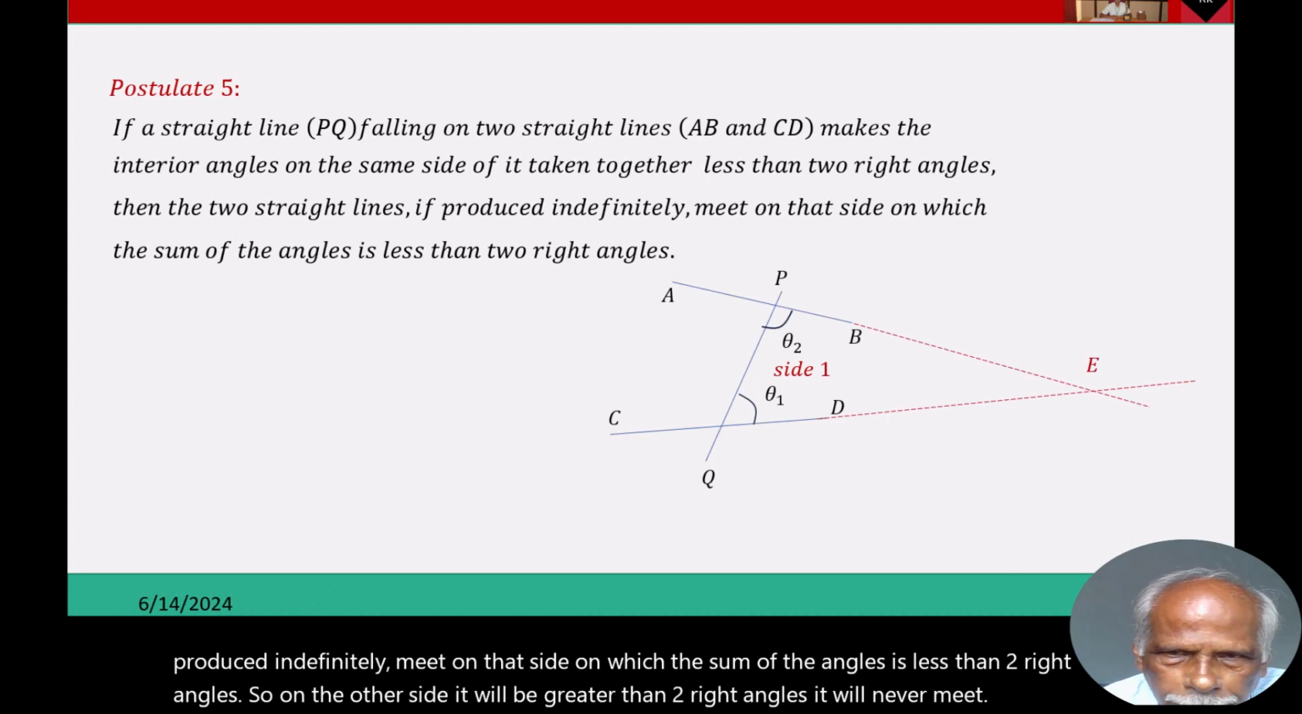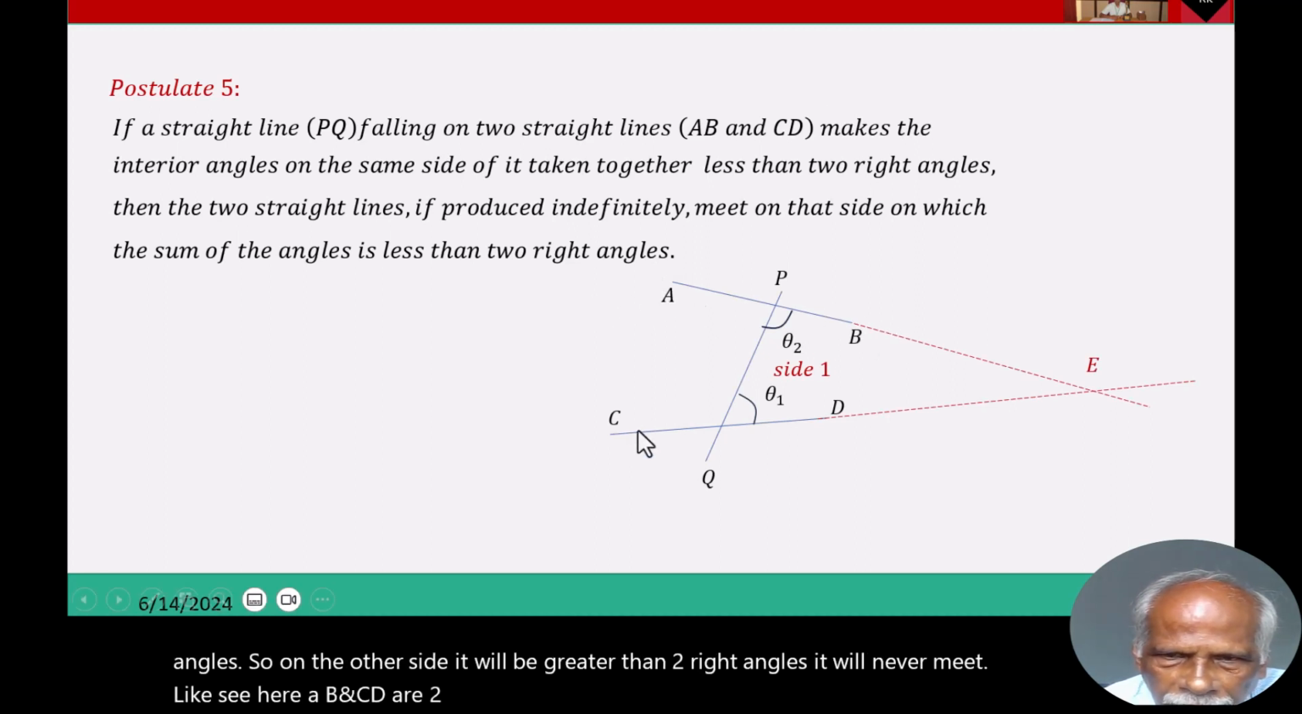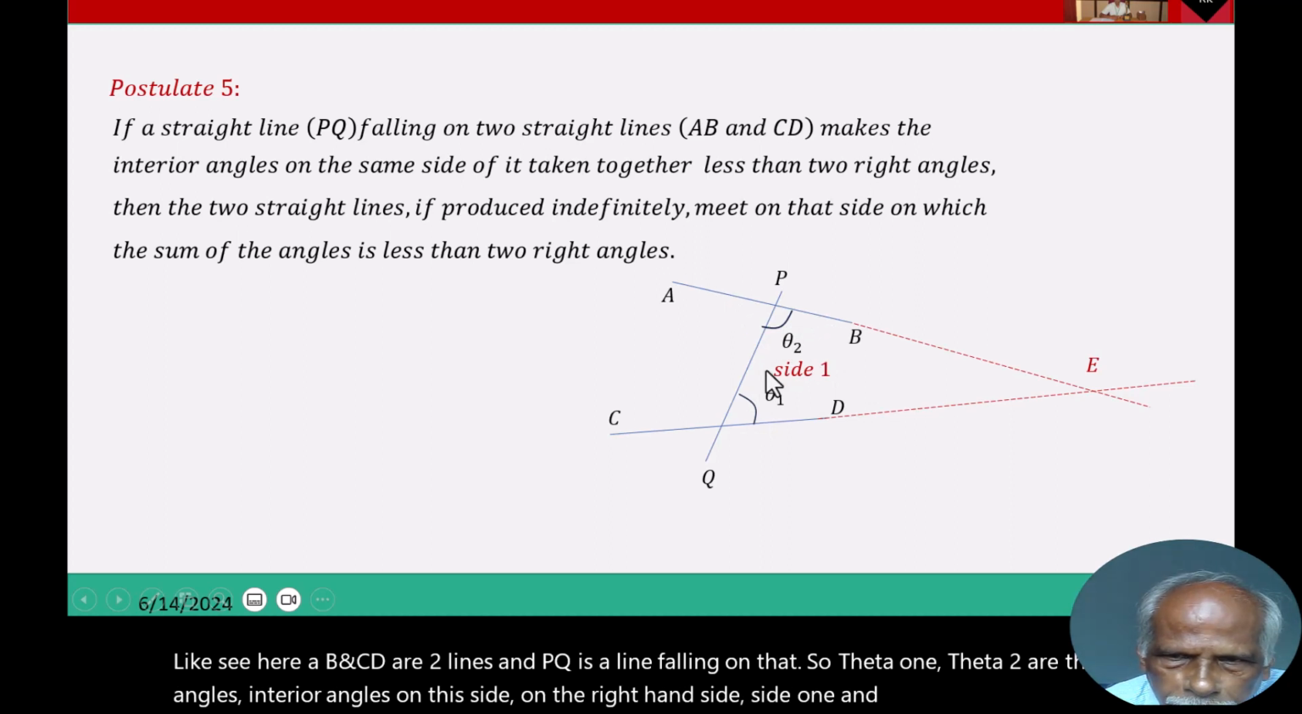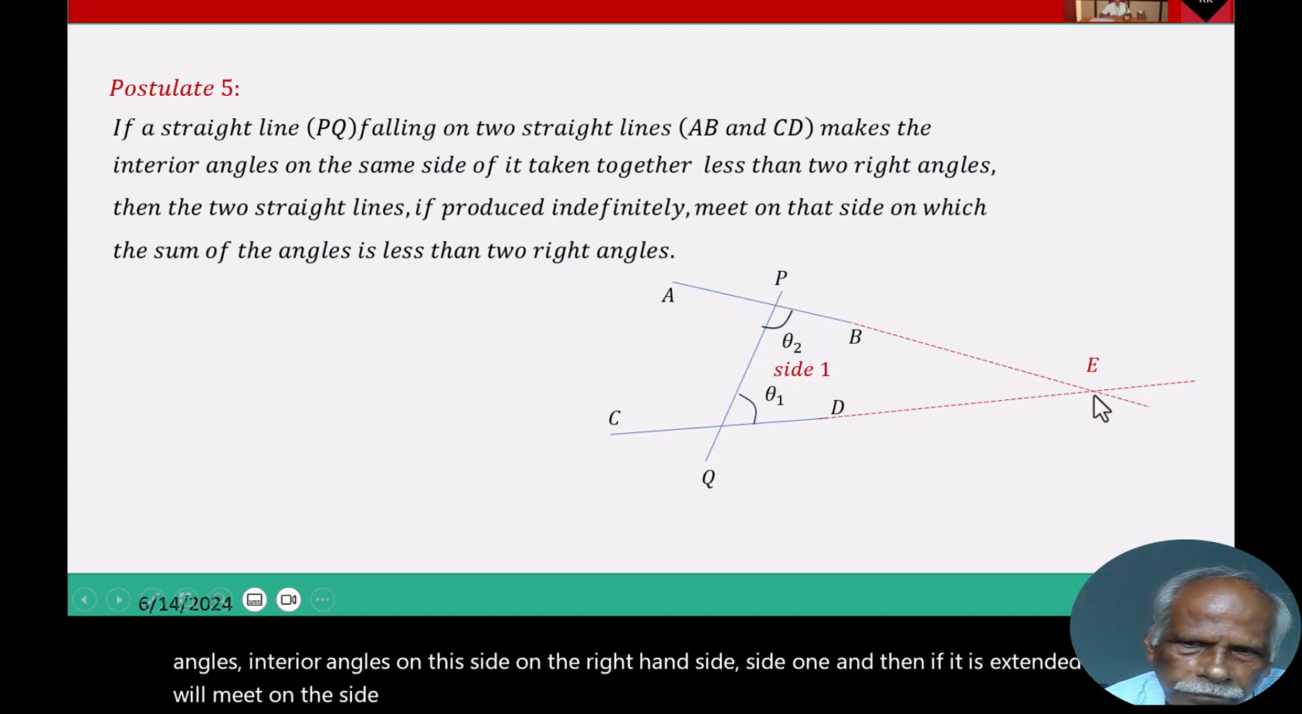Like see here, AB and CD are two lines and PQ is a line falling on that. So theta 1, theta 2 are the interior angles on this side, on the right hand side, side 1. And then if it is extended, it will meet on side 1 at the point E. This is what we say.